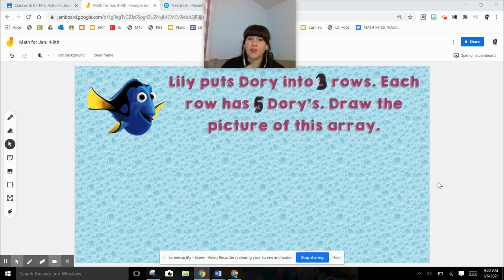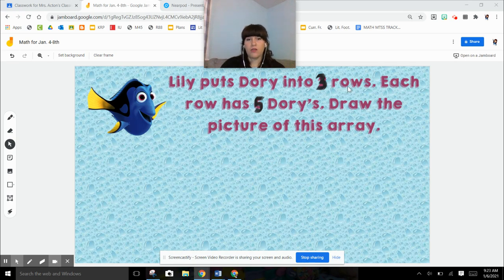Watch Miss Acton solve this problem about arrays, and then you're going to do the same thing with the exact same story, except your numbers of rows and how many are in your rows are going to change. Okay, so our question says Lily puts Dory into 3 rows.